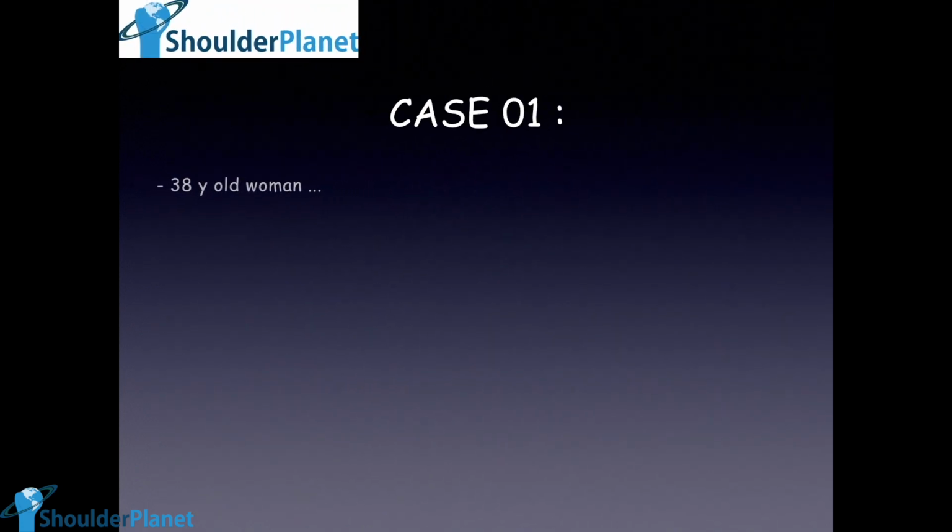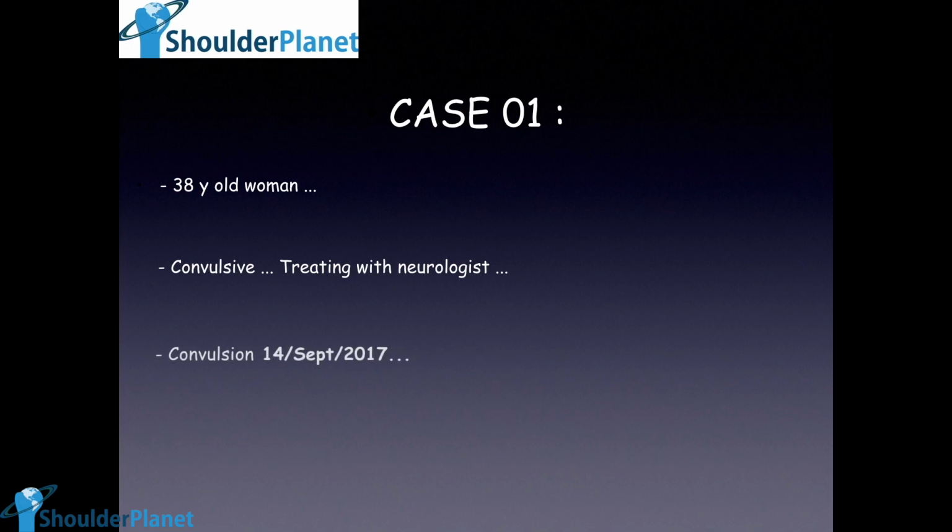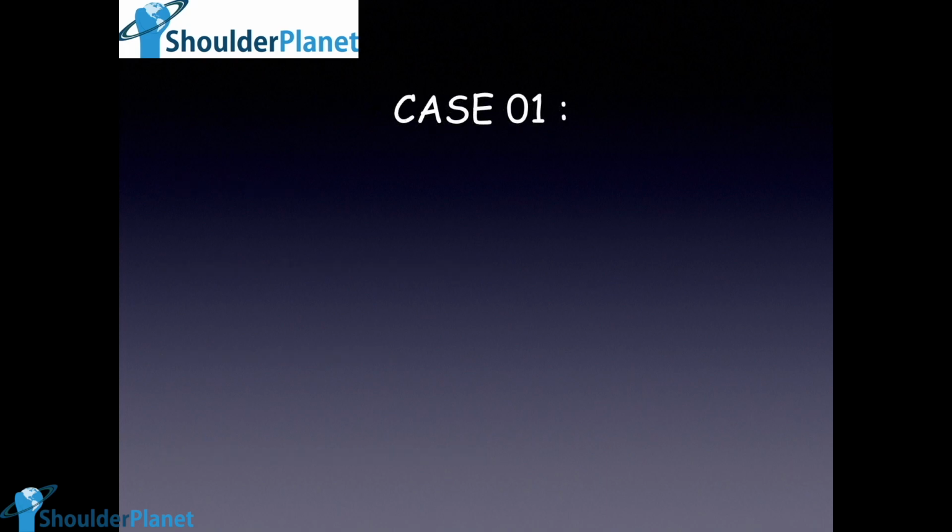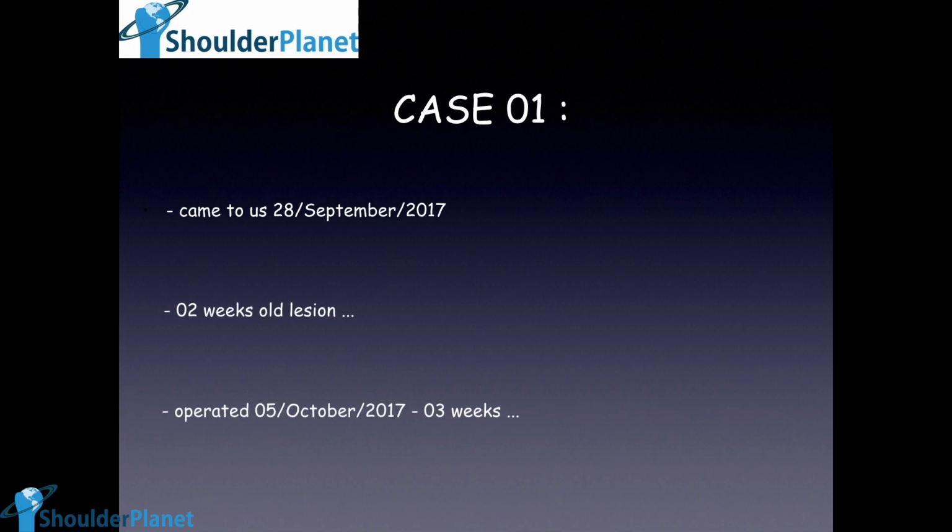So this is my first case, a 38-year-old woman, who was convulsive. She was having problems being treated by the neurologist in the public system here in Brazil. She had a convulsion on 14 September 2017, and she developed hence a 2-part anterior fracture dislocation. And for many social problems that are beyond my control, she only came to us in my public hospital, where I do all of my shoulder and elbow trauma, 2 weeks after, with a 2-week-old lesion, and we ended up operating on her 3 weeks after the trauma.